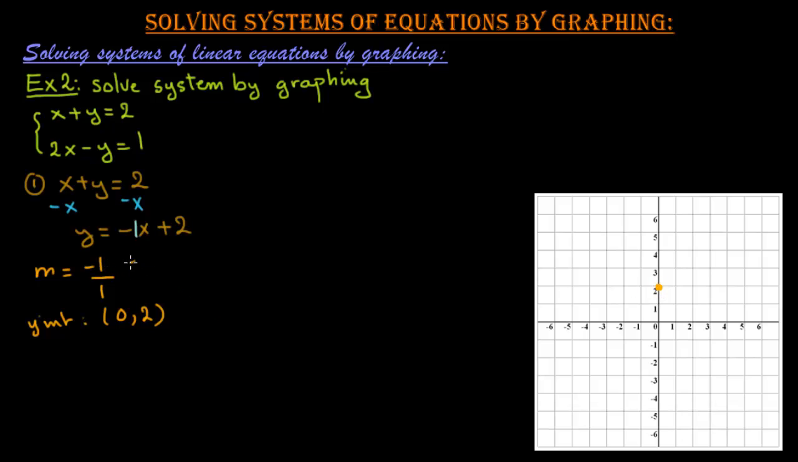And since it's negative 1, we fall down 1 and run over 1. So fall down 1 and run over 1. We just need 3 points, but you can rise and run as much as you want. Okay, so I connect them. We have the graph look like this.